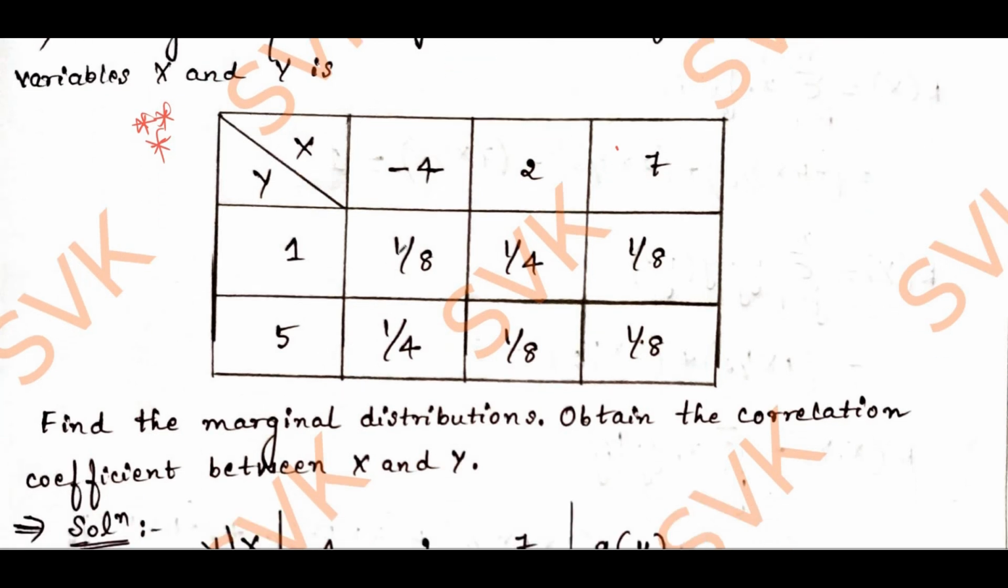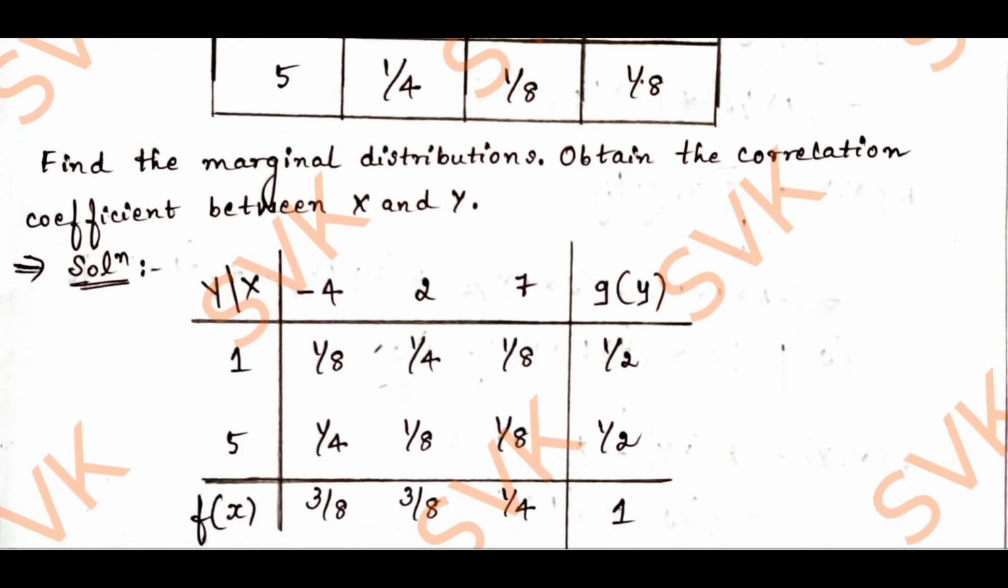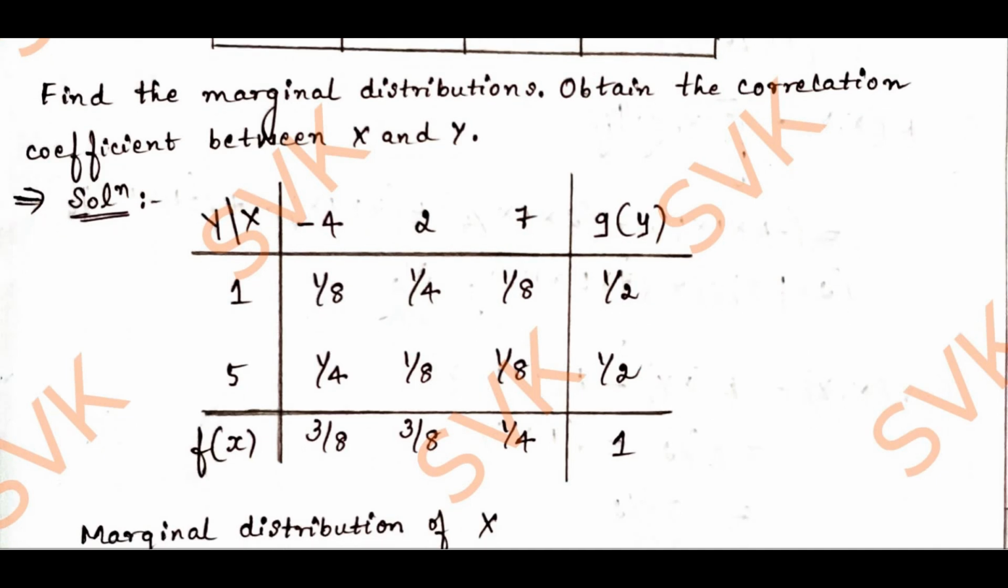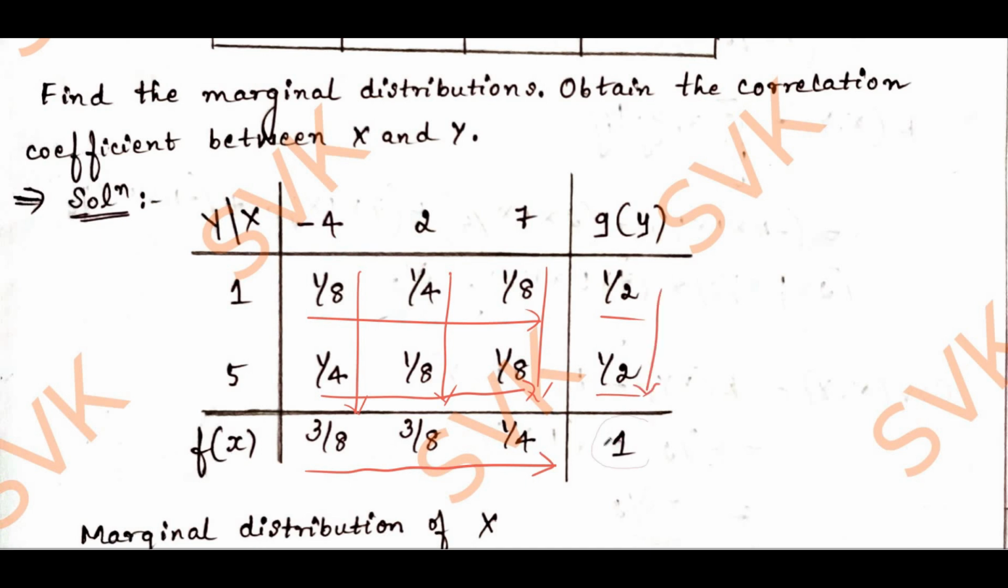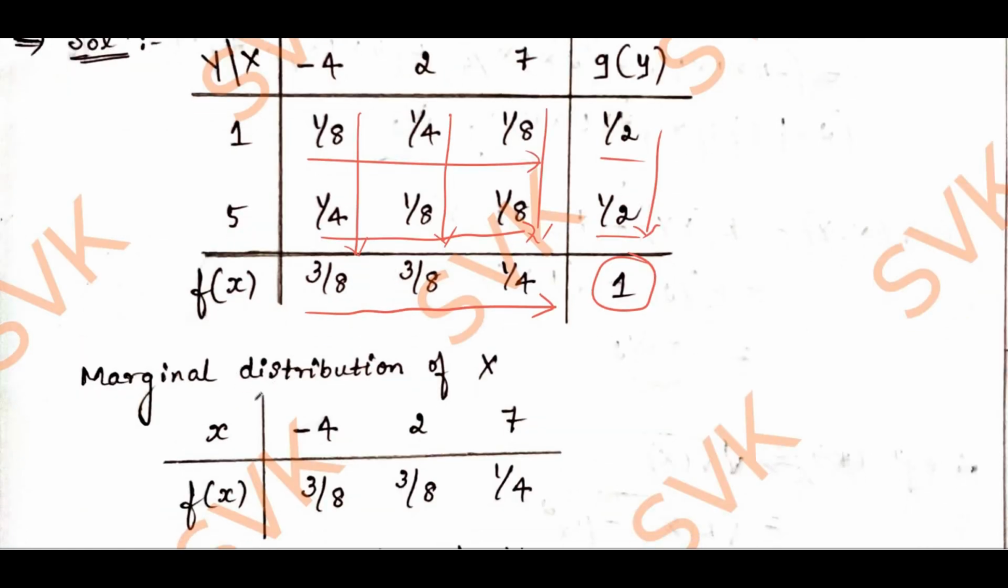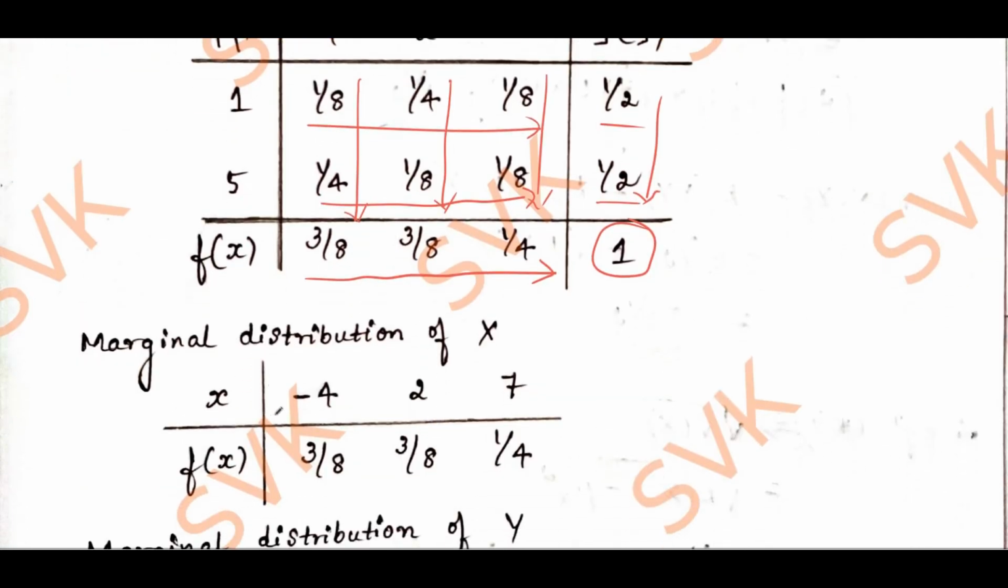We need to find the marginal distribution. Just add the components along rows and columns and we get the marginal distribution. Along this row, I get the value 1 by 2. Along this row, I get the value 1 by 2. Along the first column, I got 3 by 8. Along the second column, I got 3 by 8. Along the third column, I got 1 by 4. Adding these marginal distribution values, the sum of f of xi, yj should be equal to 1.